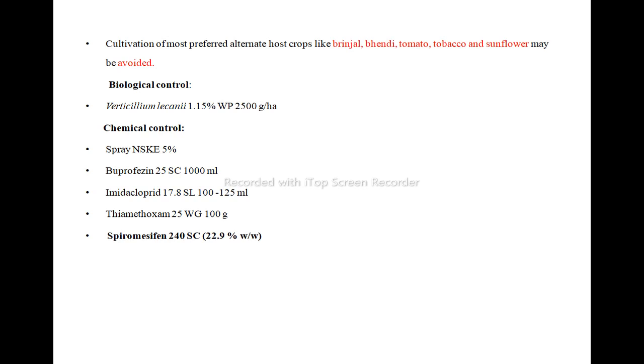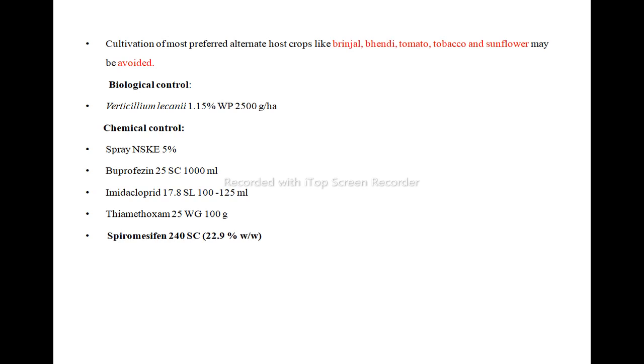Next, biological control. Verticillium lecanii we should use. Next, chemical. At last the farmers will apply chemical control practices in their field. First, spray of neem seed kernel extract. This is eco-friendly. Next, buprofezin. In the market we can purchase this insecticide under the name Applaud, and it is basically an insect growth regulator. Insect growth regulator means this insecticide inhibits chitin synthesis in the insect. If chitin is not formed in the insect, it will not survive.